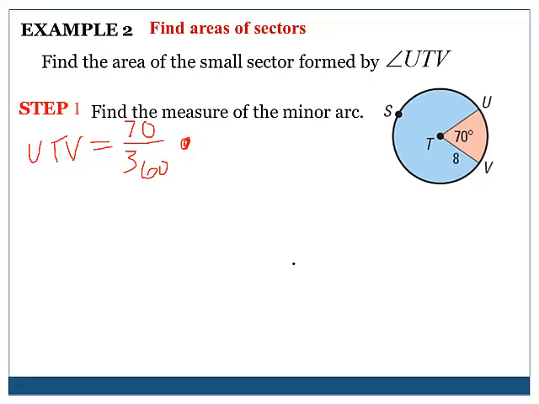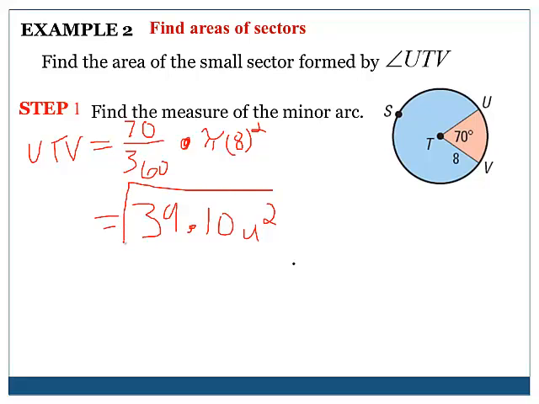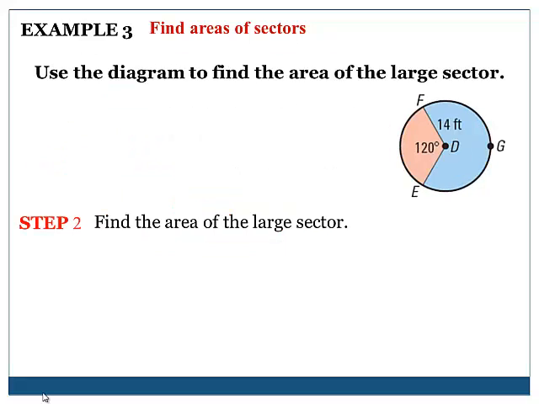And we would multiply that by, remember, the area of the circle. So we have pi r, which is 8, our radius, and we're going to square that. And if we were to simplify this all out, we should get 39.10. And we don't have a label on this one, so we're going to call it units, or U squared. That is because this is an area. Remember, we're finding the area of the small sector.